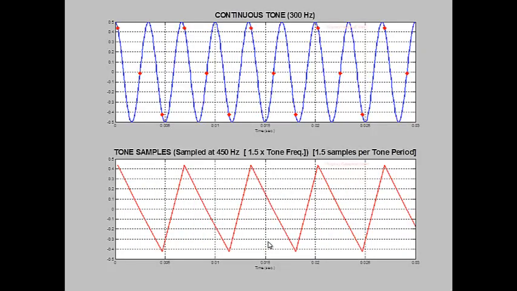If I sample at 1.5 samples per period, and then look at those two waveforms, did I change its period? Does the discrete time version have the same frequency as the continuous time one? Same period. Now, number one, is the red one periodic?